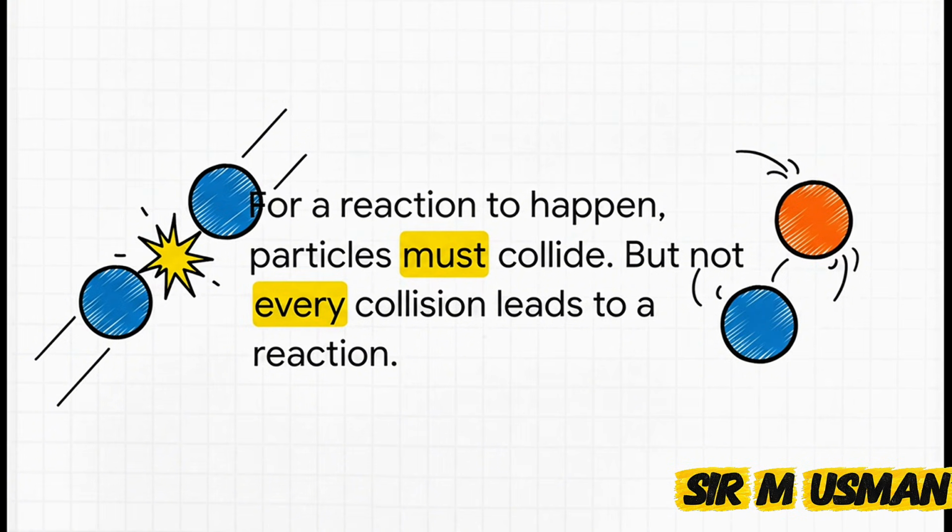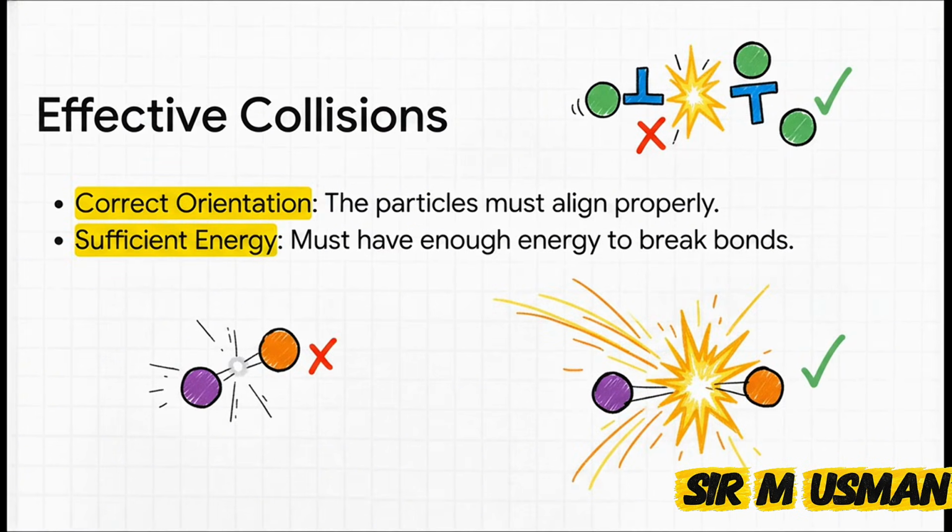But, and this is so important, just bumping into one another is not enough. In fact, the huge majority of collisions that happen are totally useless. The particles just bounce off each other like billiard balls, completely unchanged. So what's the secret sauce? What makes a collision effective? The kind that actually results in a chemical change?